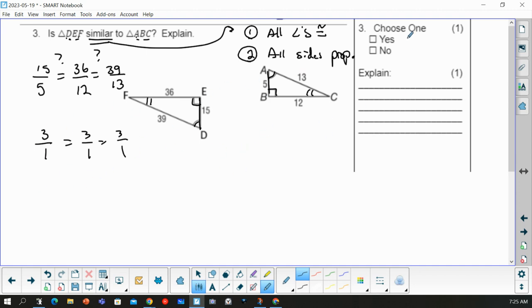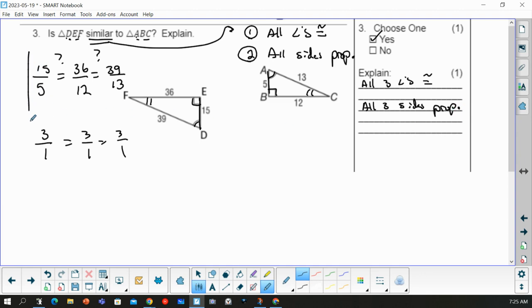All three sides are proportional. Are they similar? Yes. Explanation: all three angles congruent, all three sides proportional.